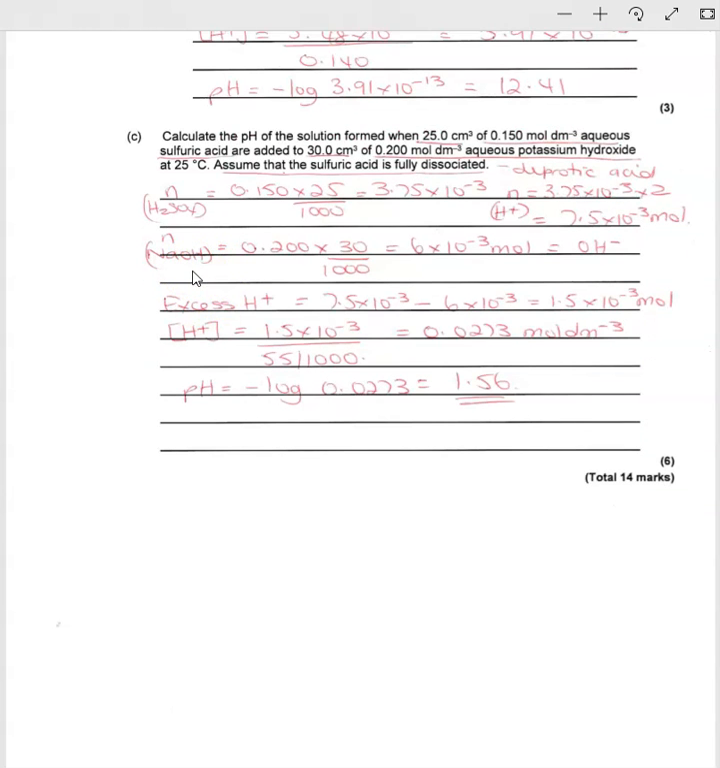Moles of NaOH, which you're taking from the concentration and the volume. Find the excess of H+ in this case, because that's the bigger number. 1.5 times 10 to the minus 3. So there we are. Divide that by the total volume, 30 plus 55. Gives us a concentration, and then we just take minus log of that value, and that gives us our pH.